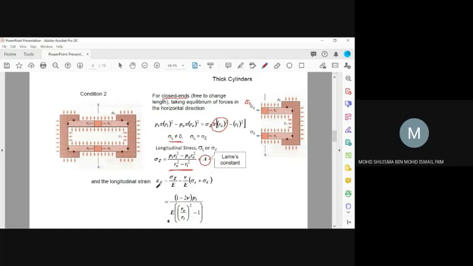And the longitudinal strain then, epsilon Z is equal to sigma Z over E, or sigma L over E, minus mu over E times sigma R plus sigma C. Okay?